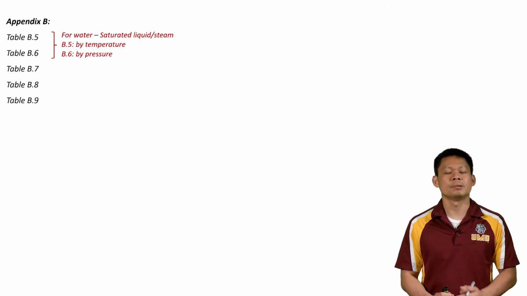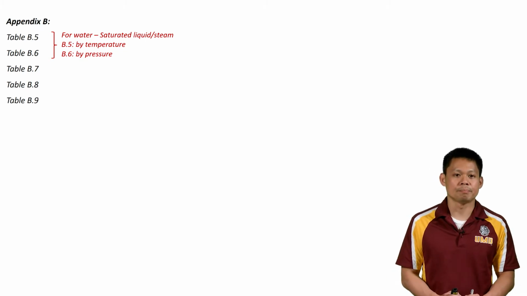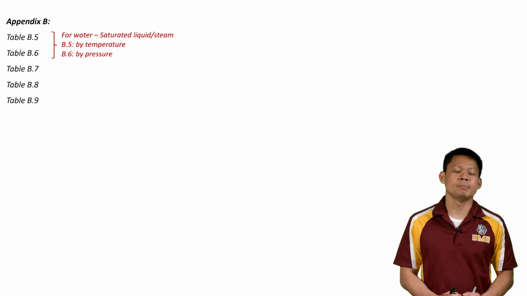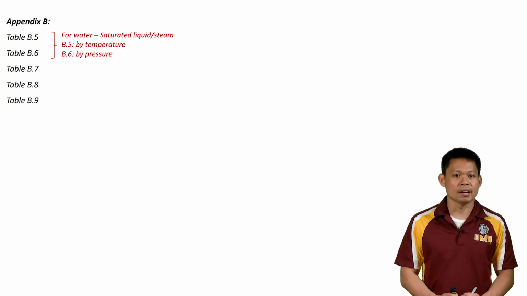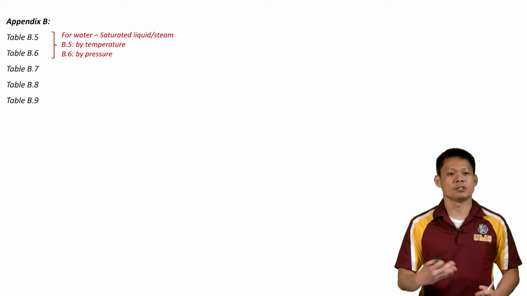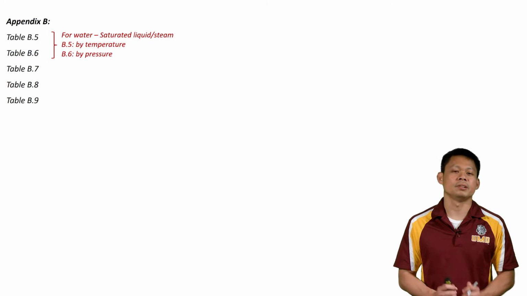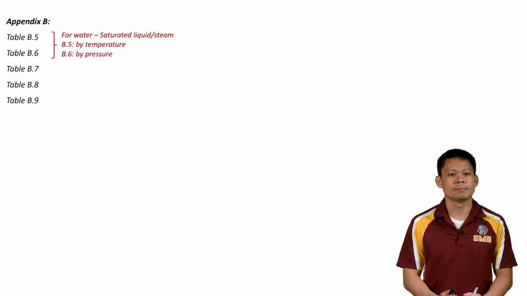So they are right on the vapor-liquid equilibrium line when you think about the water phase diagram. Tables B5 and B6 are essentially tabulating the same values. The only difference is that B5 is arranged by temperature and B6 is arranged by pressure. So depending on which variable you are given, one of the tables might be easier to read than the other.